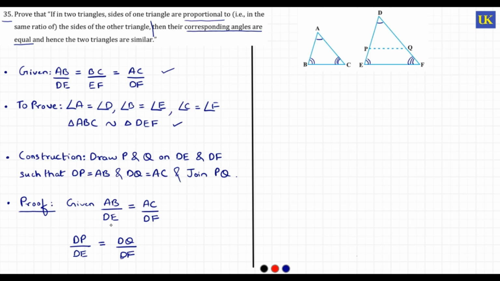Why I'm changing AB to DP and AC to DQ is because in the construction itself we have written that DP is equal to AB and DQ is equal to AC. So if you write AB or if you write DP, it is one and the same, and if you write AC or if you write DQ, it is one and the same. So AB I have replaced with DP and AC I have replaced with DQ. Here we can say that by construction.